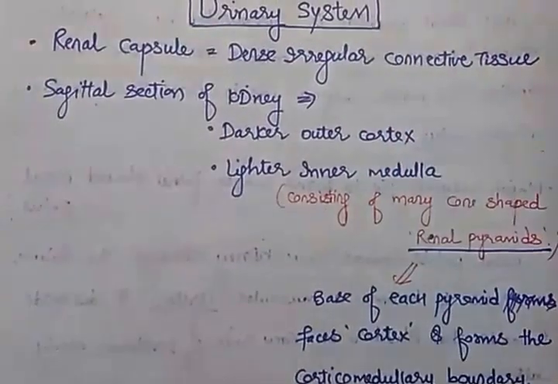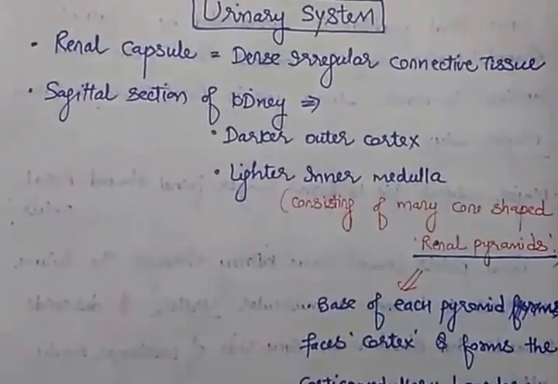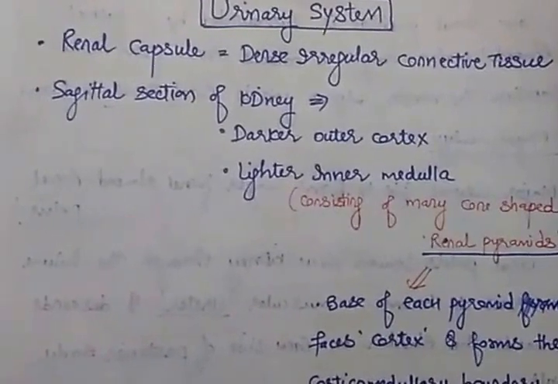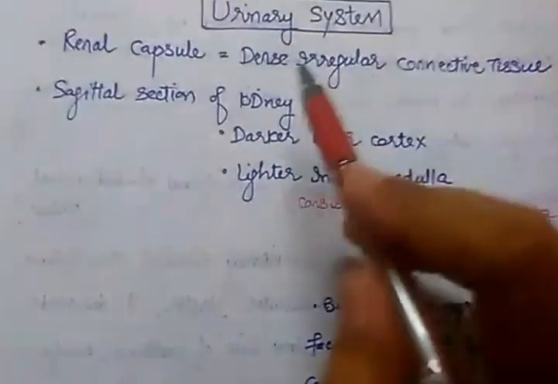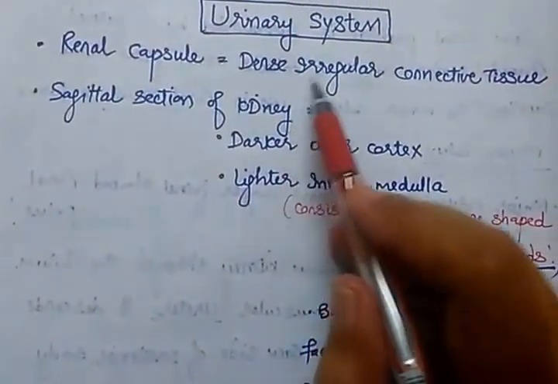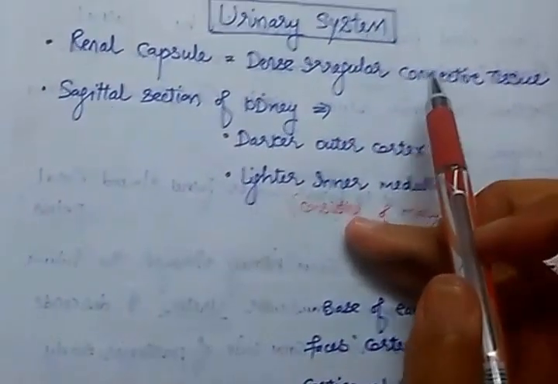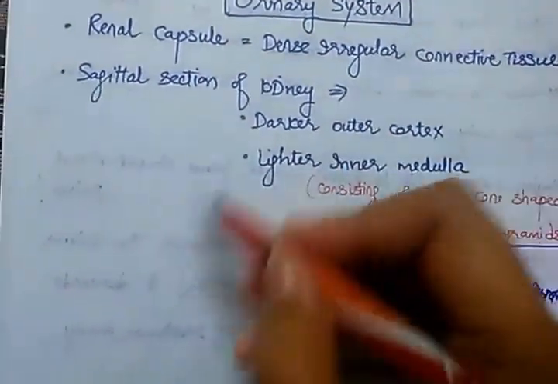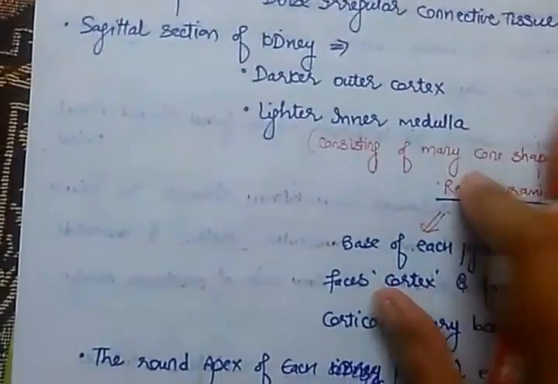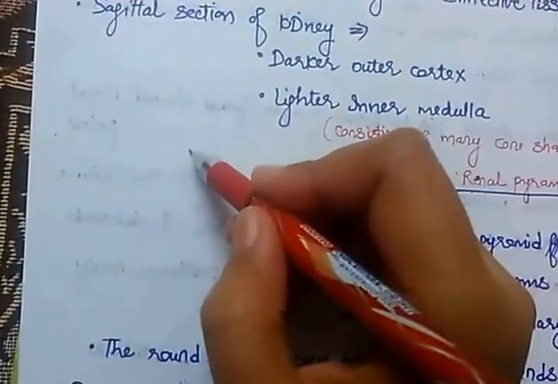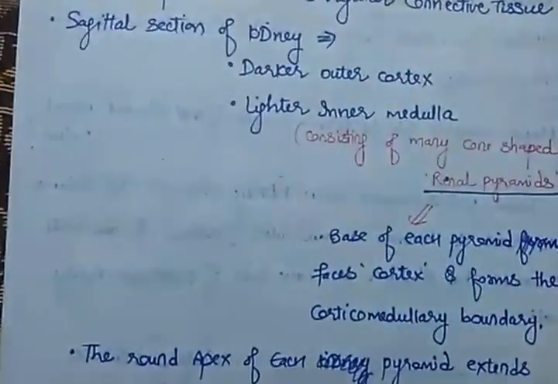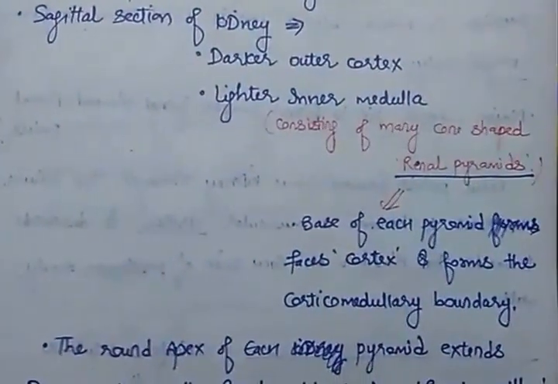Okay, now the histology of urinary system. First of all, you should know that the renal capsule is a kind of dense, irregular connective tissue. Okay, when we take the sagittal section of kidney, we can see that the outer cortex is darker and the inner medulla is lighter.